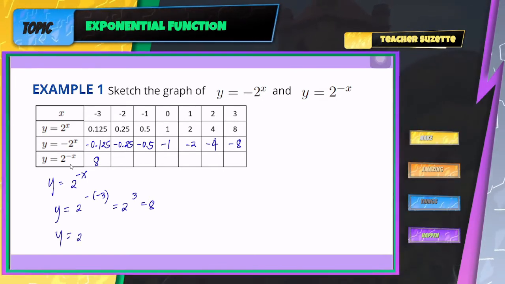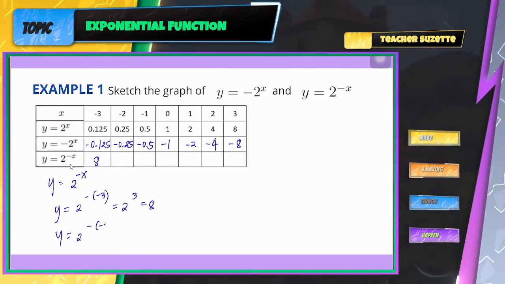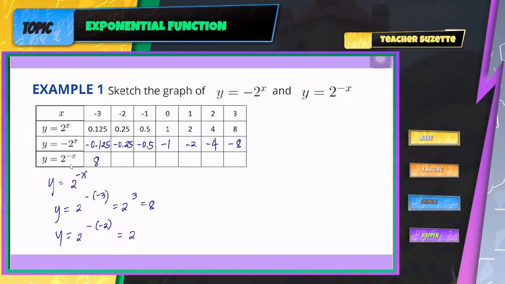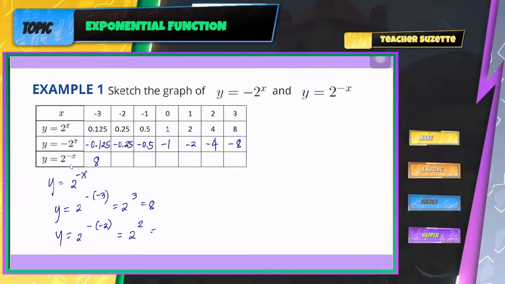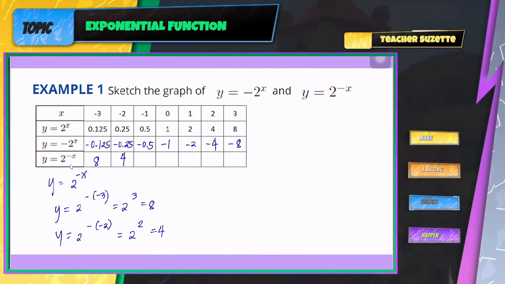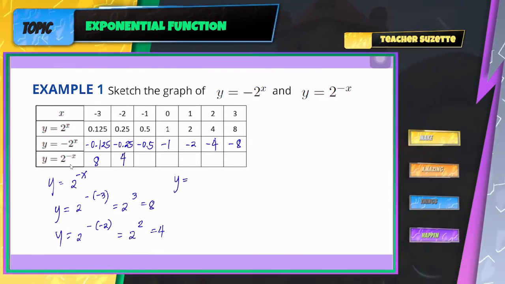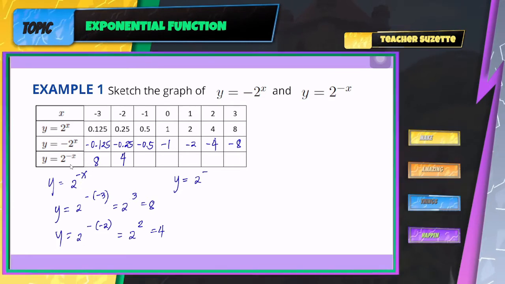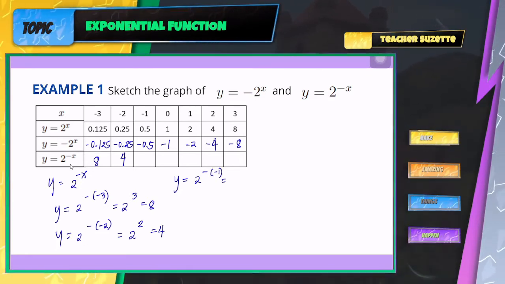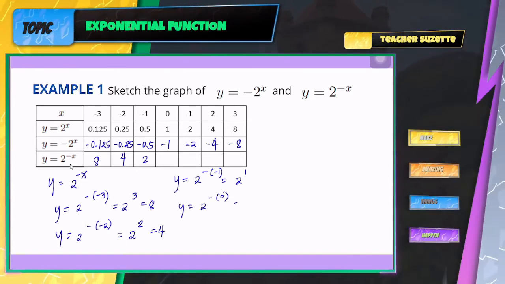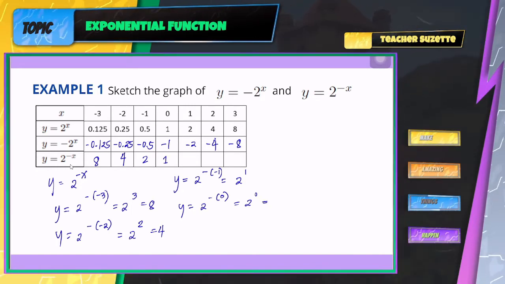Next, let's have y is equal to 2 raised to negative times negative 2. So, you will have 2 raised to positive 2, which is equal to positive 4, or 4. Next tayo, y is equal to 2 raised to negative times negative 1. So, you will have 2 raised to negative times negative, positive. So, you will have 2 raised to 1, or simply just 2. Next, y is equal to 2 raised to negative 0. So, negative 0 is still 2 raised to 0, so that is equal to 1.